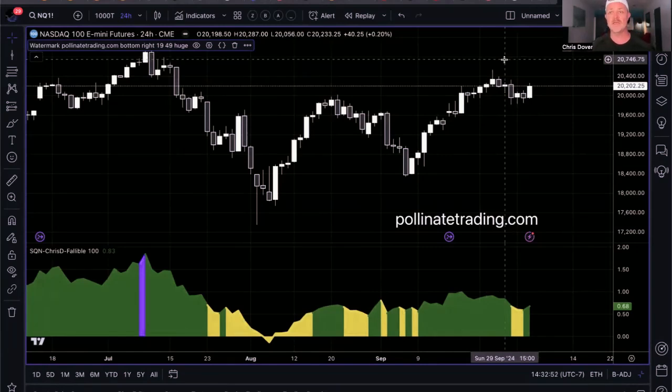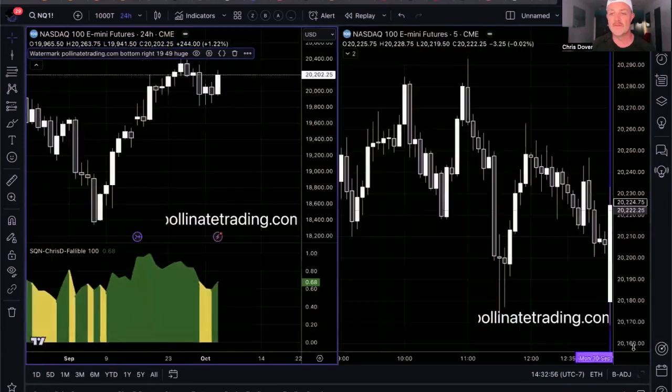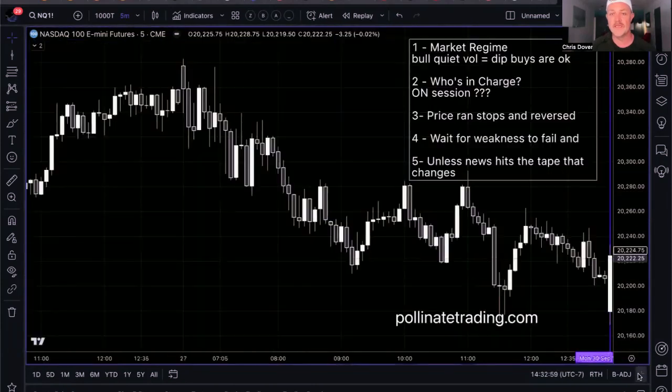Unlike what happened in S&P, we are at new time highs. So again, bull volatile. Let's move off to the daily or the intraday chart. Now, this is a 5-minute chart of Nasdaq futures.